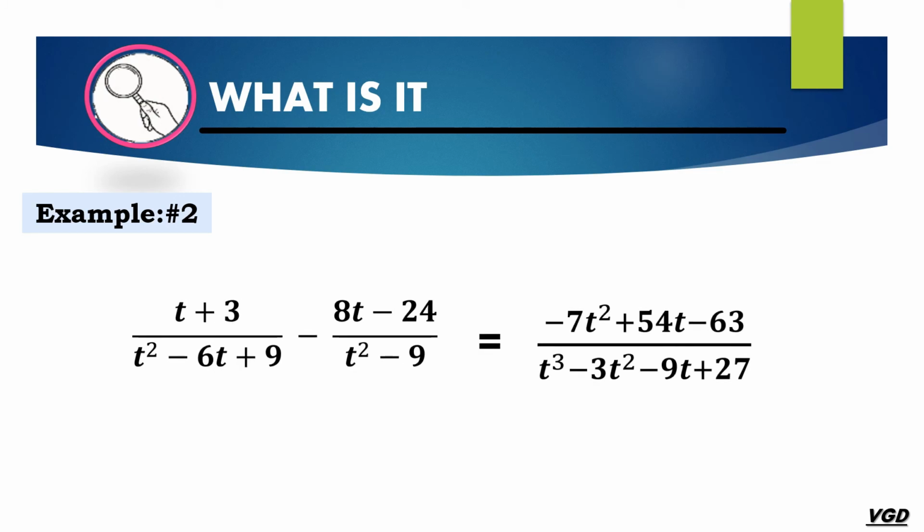And since we cannot simplify anymore, negative 7t squared plus 54t minus 63 over t cubed minus 3t squared minus 9t plus 27. Therefore, it is the final answer.